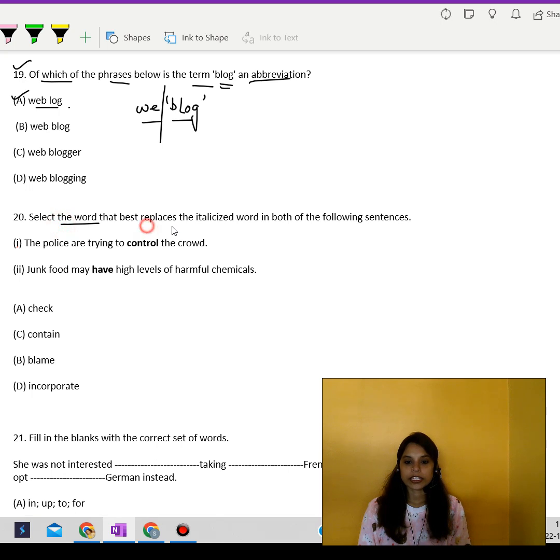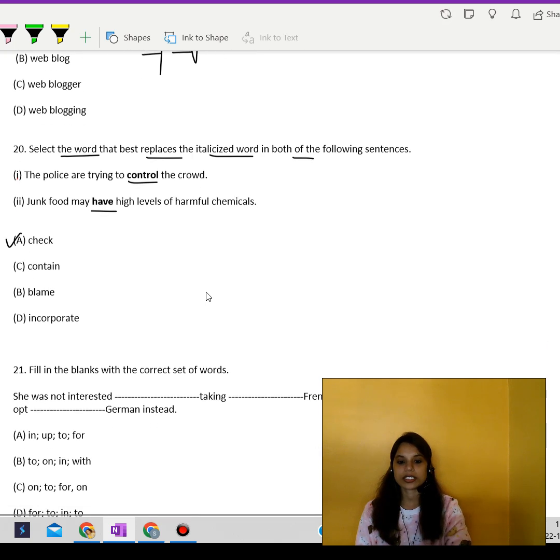Select the word that best replaces the italicized word in both of the following sentences. The police are trying to control the crowd. Junk food may have high levels of harmful chemicals. So we can go with check, because the police are trying to check the crowd, and the junk food may be kept in check because it has high levels of harmful chemicals. That is why we can use the word check over here in both the sentences.